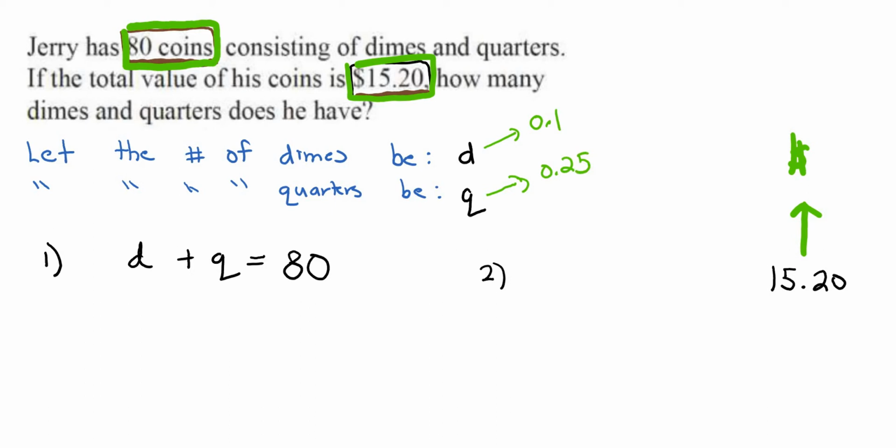One mistake I see students make when writing their next equation is they might say 0.1 plus 0.25 equals 15.20. That's kind of right because this is their money value, but they're missing the number of coins as well. To fix this, we need to put a letter D here and the letter Q here.